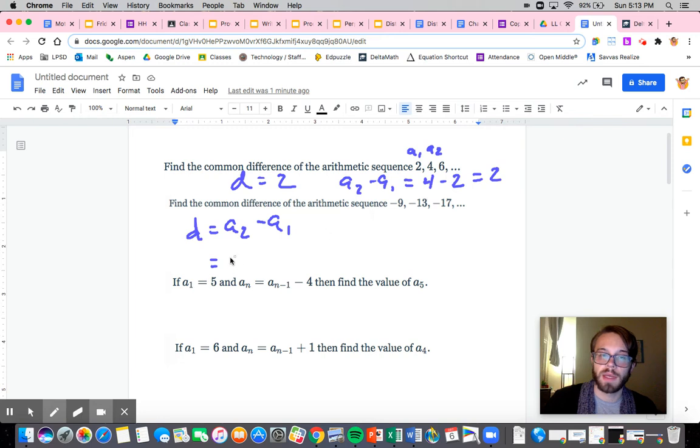So that would be negative 13 minus a negative 9, which is plus 9, which is equal to negative 4. So be careful on this one. Our difference is negative 4.